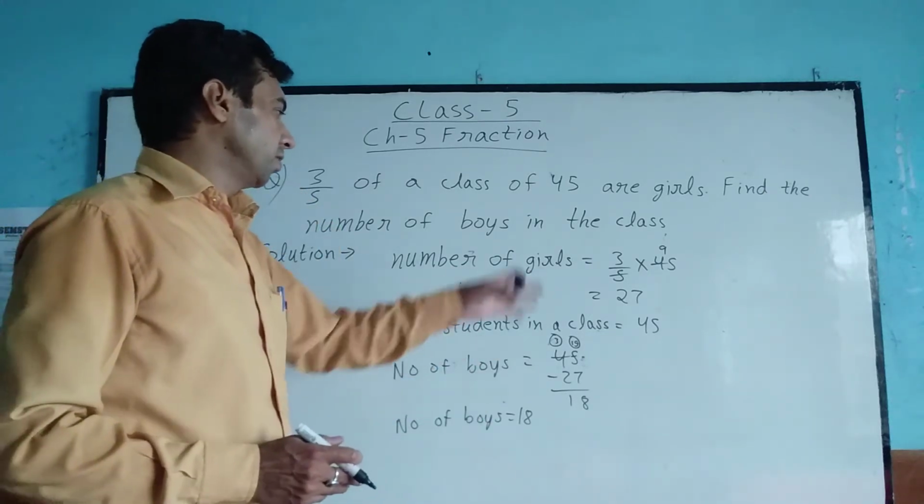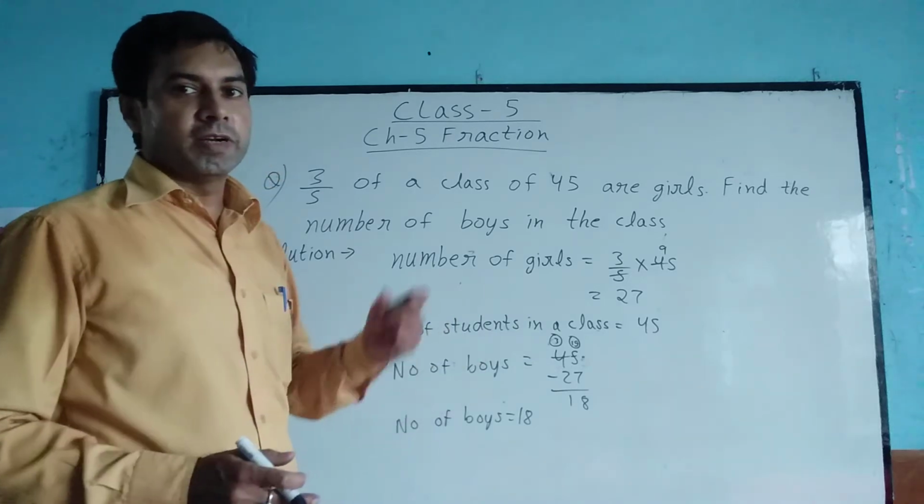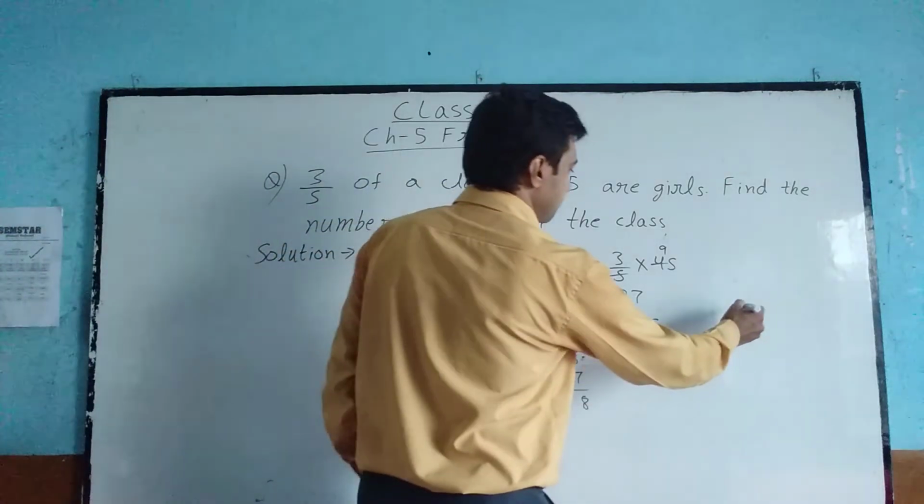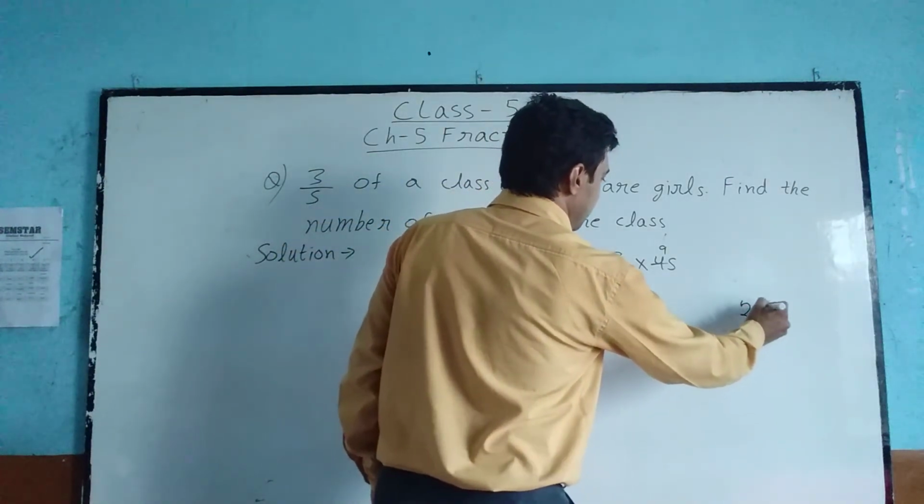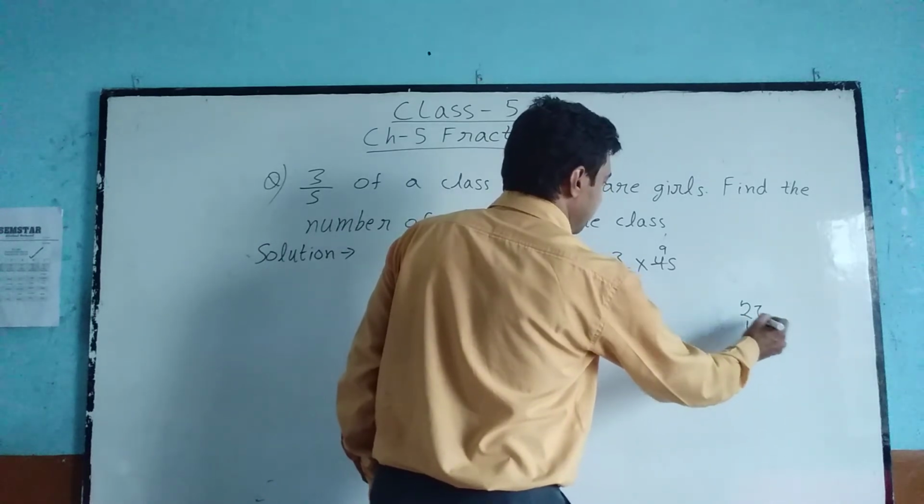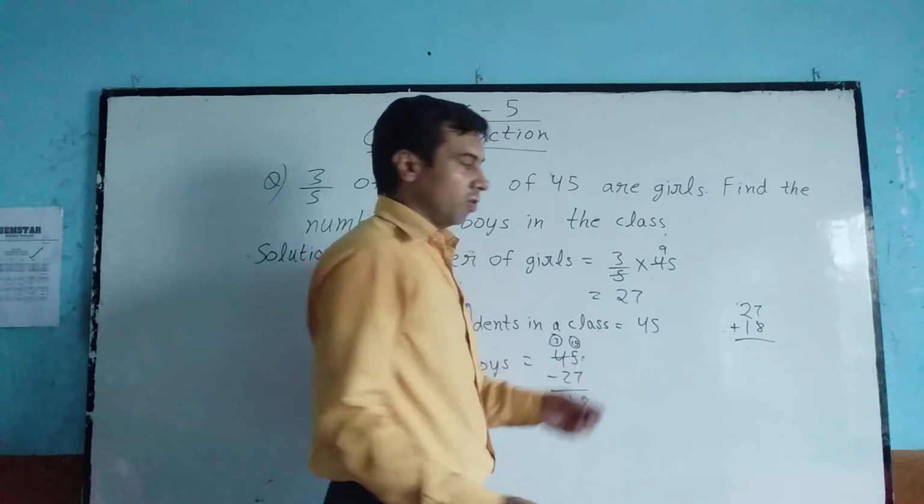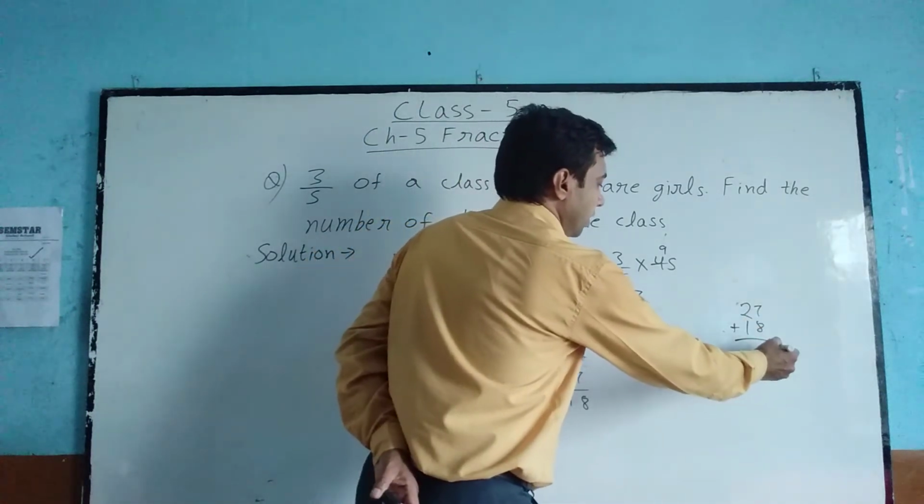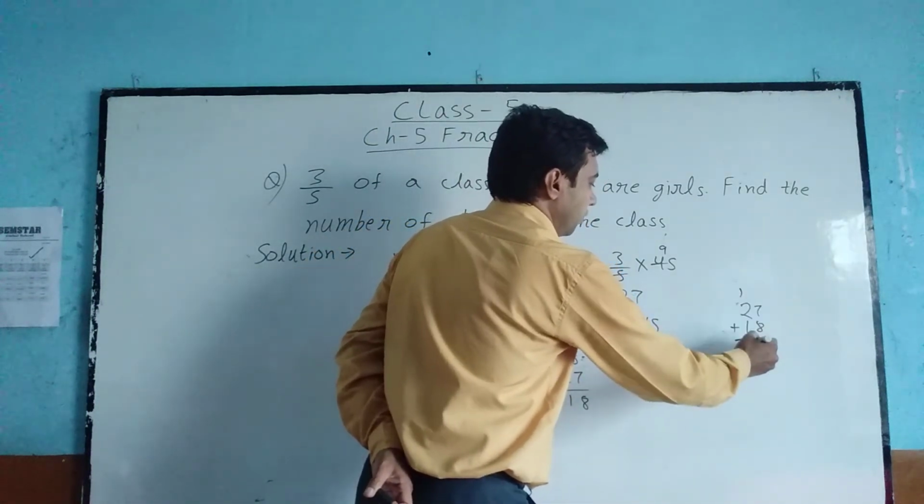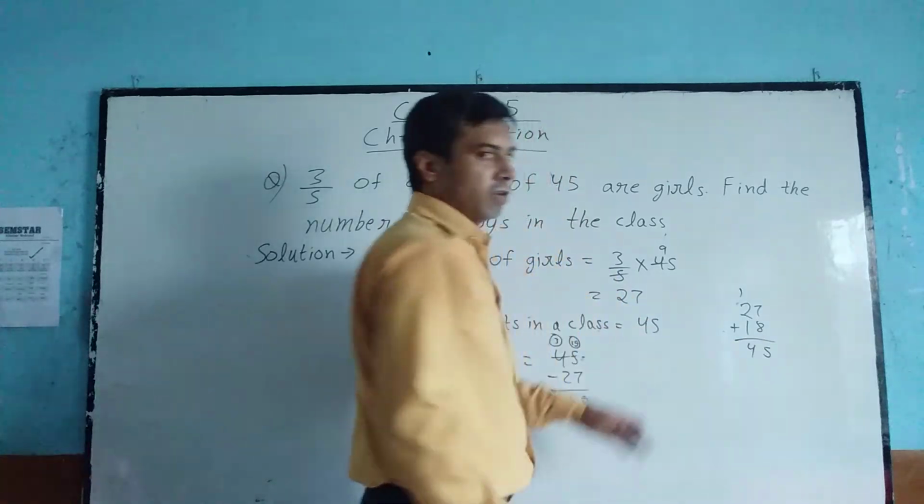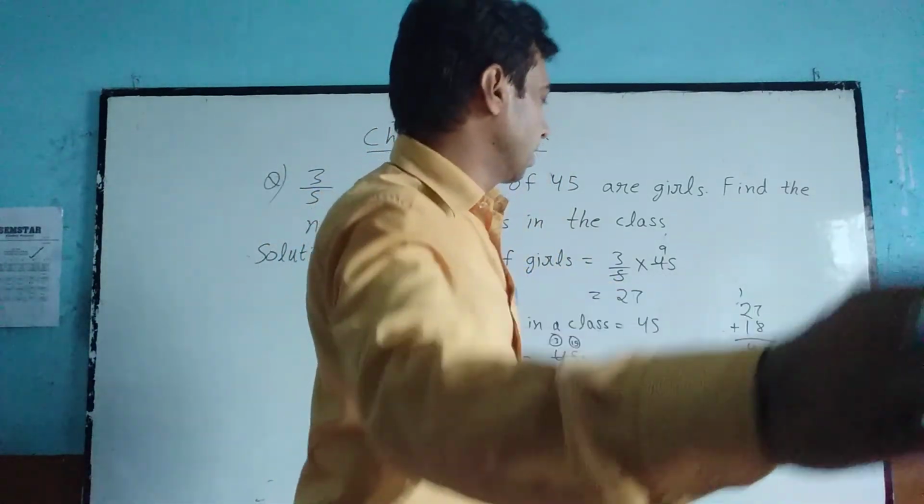If you add both 27 and 18, you will get 45. See here, 27, 18. To check our answer is right or not. 7 and 8, 15, 2 and 1, 3, and 1, 4. We have got 45. So our answer is correct.